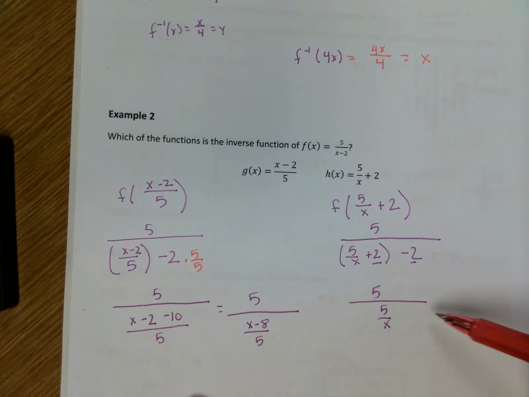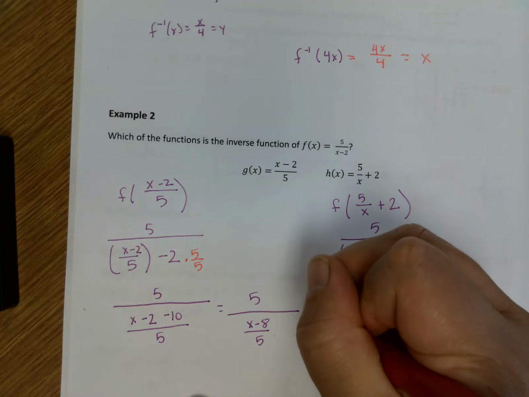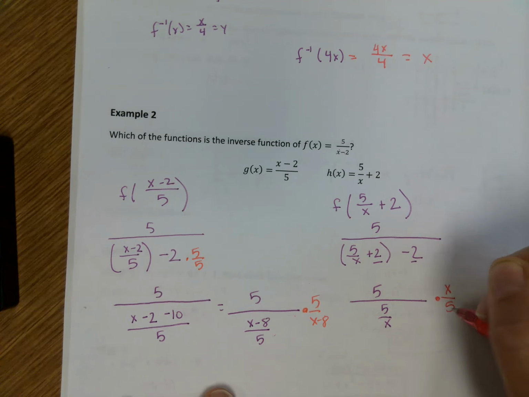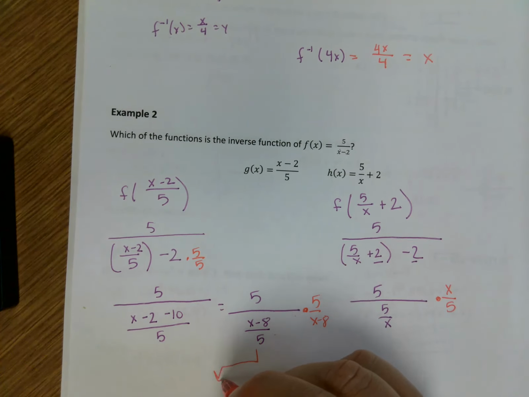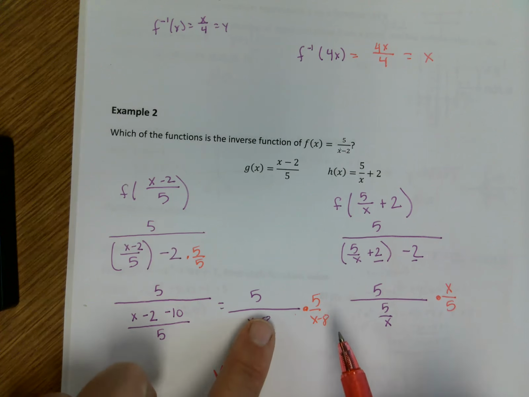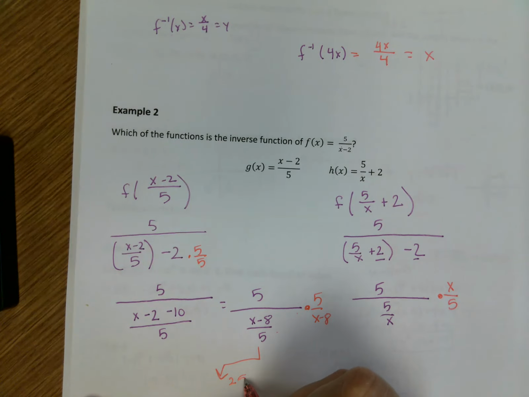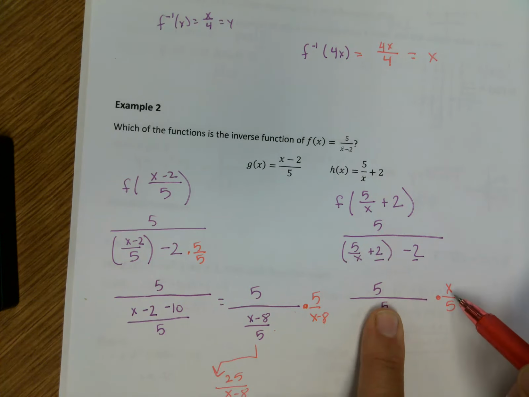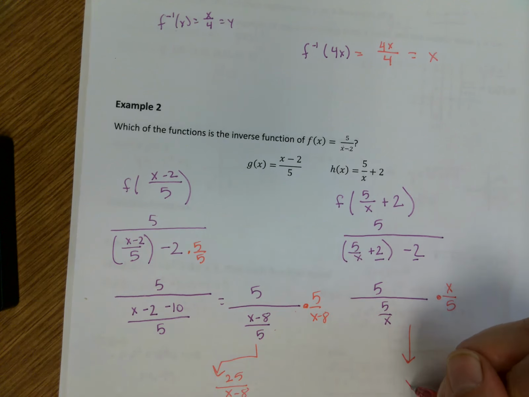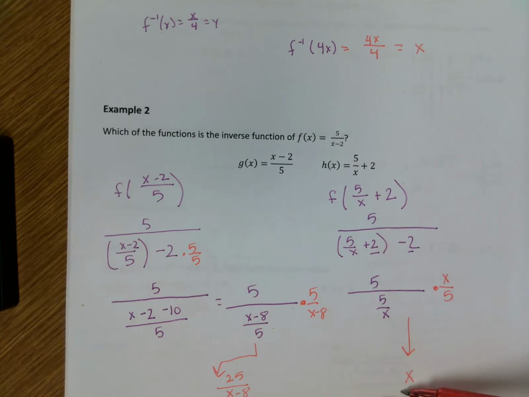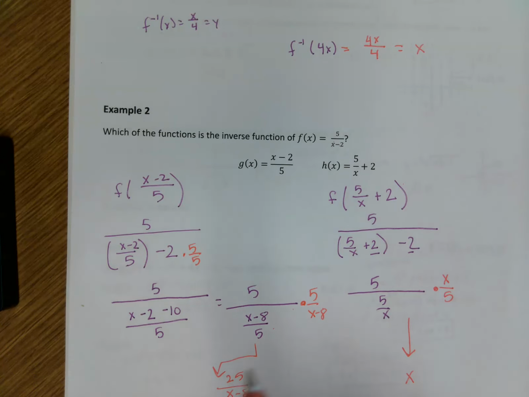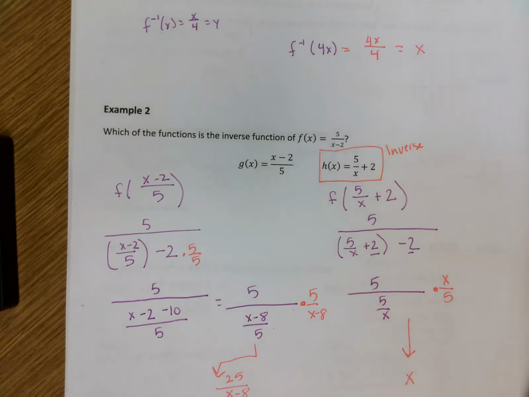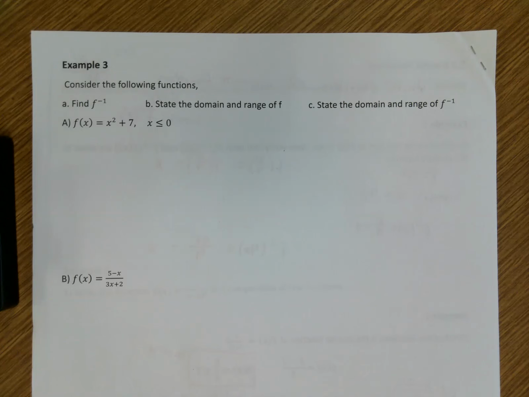Dividing by the fraction is the same thing as multiplying by its reciprocal. So for this one, when I multiply by that reciprocal, I get 25 over x minus 8. Here, when I multiply that 5 times x over 5, I get x. So this proved the identity. The function h proved the identity, so right now this would be my inverse because it proved my identity. We're going to do this A, B, and C for all of them.